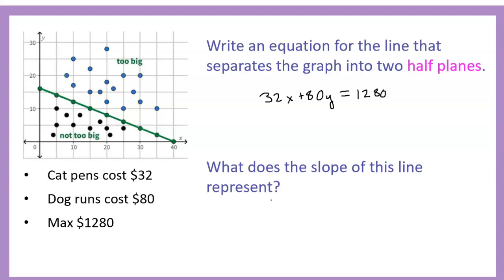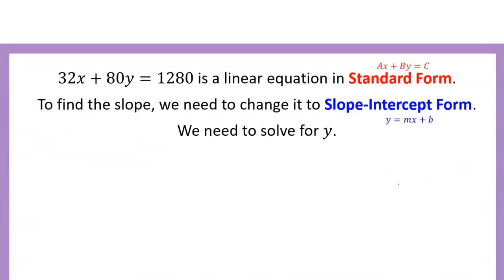So what does the slope of this line represent? We don't even actually know what the slope is. It's some number, but we can't tell it from this form, right? We don't have slope-intercept form. We don't know what the slope is. So this is kind of like, I don't know what that means yet. Let's see if we can figure it out though.